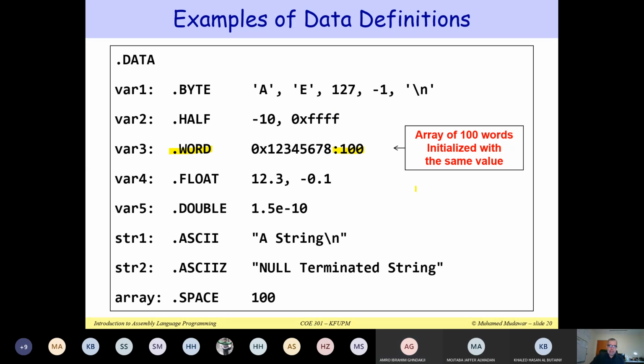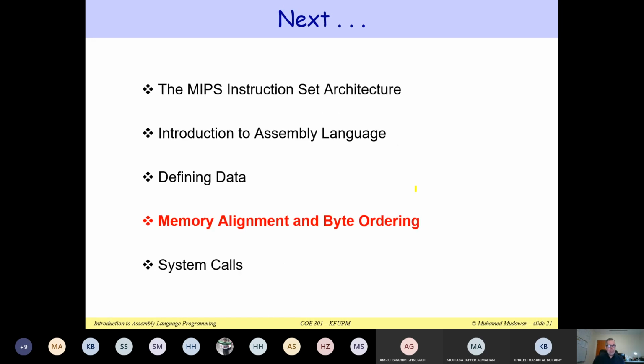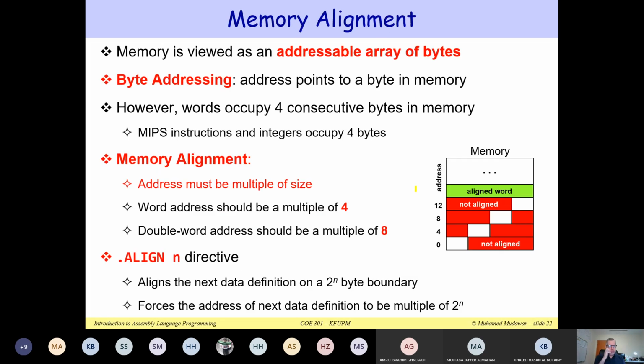These are just examples of data definition statements. Notice that the last example, array .space 100, means 100 bytes which are not initialized. Next, I need to talk about two important concepts about memory: memory alignment and byte ordering. Memory alignment is very important when you are dealing with data larger than a single byte, for example words, half words, or double words. Each value requires more than 1 byte in memory, so alignment becomes important. Let me talk about memory alignment first.